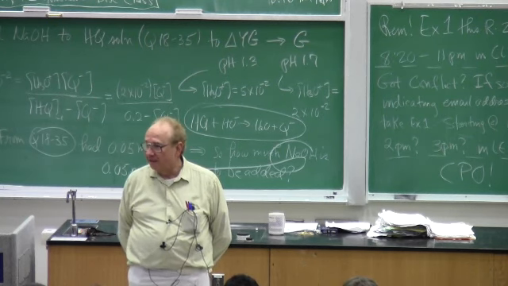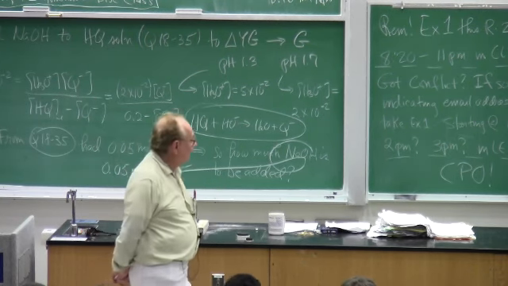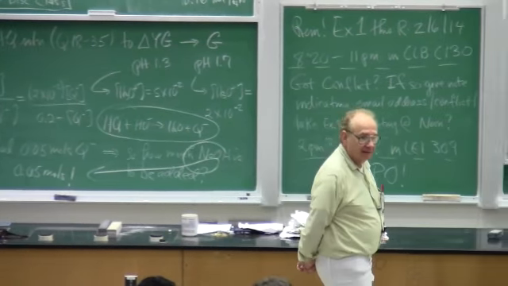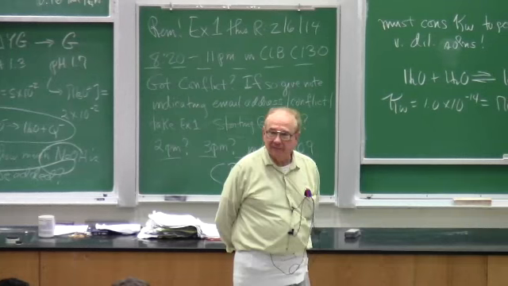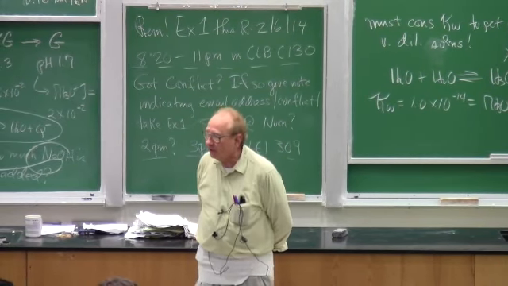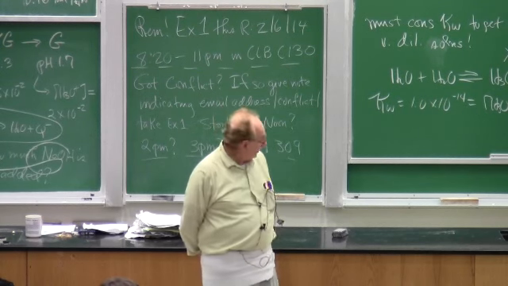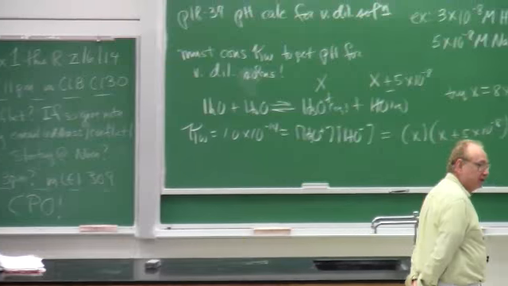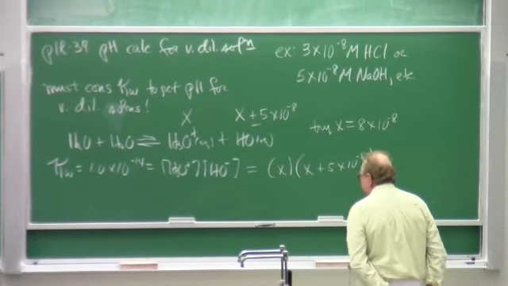If you try x equals 7 times 10 to the minus 8, you'll get a value that's ever so obviously smaller than kW. And if you try 9 times 10 to the minus 8, you'll get a value that's ever so obviously larger than kW. That's it. That's all there is to this. Nothing difficult if you keep your mind on the chemistry.